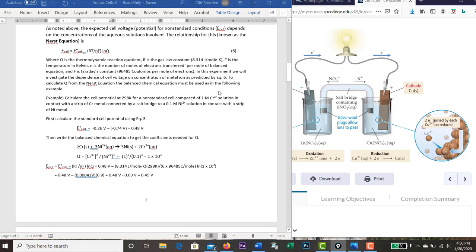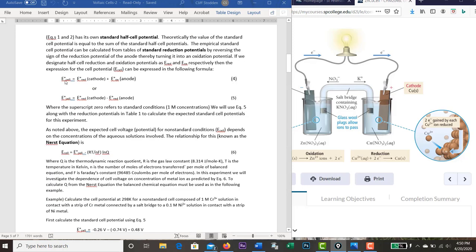We're talking about calculating the standard cell potential, which means you can use either this formula or the one below it. The one below it takes the numbers directly off of the table of reduction potentials. So that's the one I'm going to be showing you, this one right here, where both the E0 of the cathode and E0 of the anode are reductions.